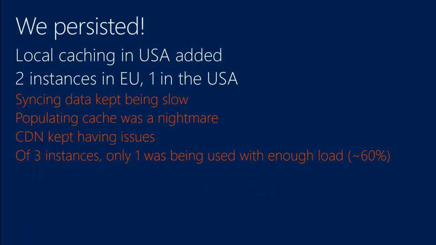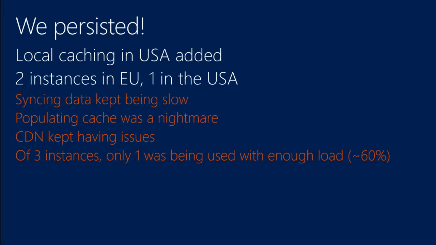But we persisted. We thought, well, in the current architecture, let's optimize everything, and let's try making it a better product. So we added local caching in the US. So you still had the central storage in Europe, but every time you would get your list of feeds, you would just cache it in memory in the US. So the next time you would access that page, it would go faster because it was still available in memory.